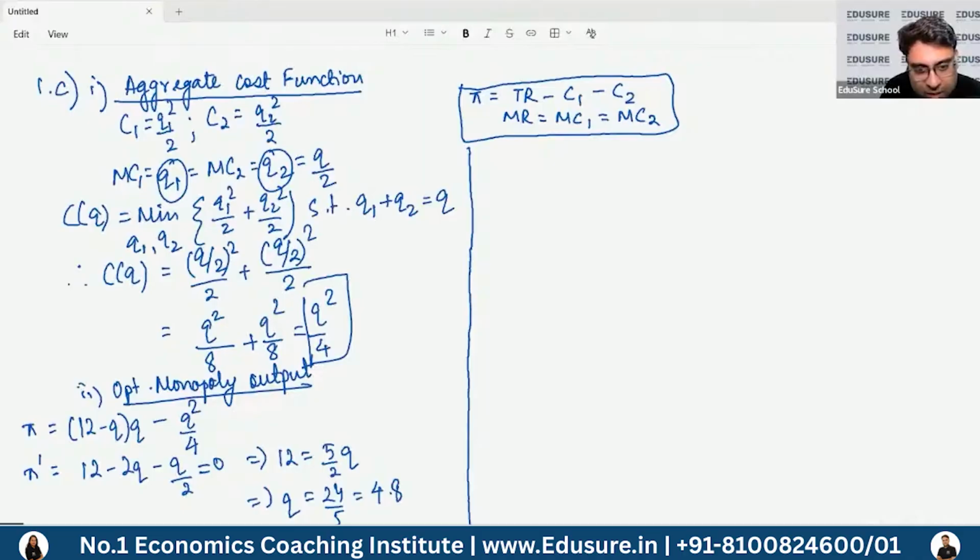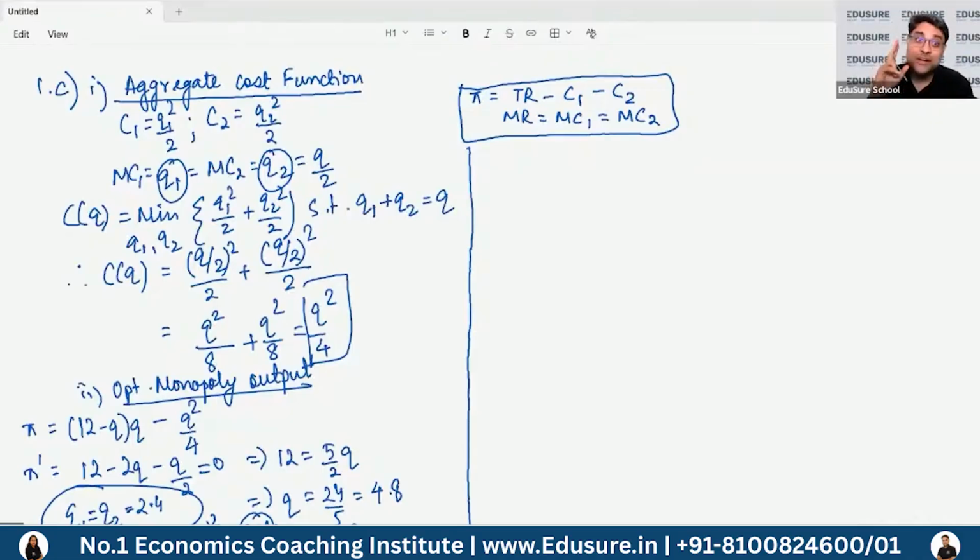Q is equal to 4.8. Price is equal to 7.2. Plant allocation: Q1 is equal to Q2 is equal to 2.4. Am I making sense? And what is the profit? Profit is basically equal to 7.2 into 4.8 minus 4.8 whole square by 4. You have to calculate this. You'll be given a calculator. You can calculate it as 28.8. This is what you'll get.